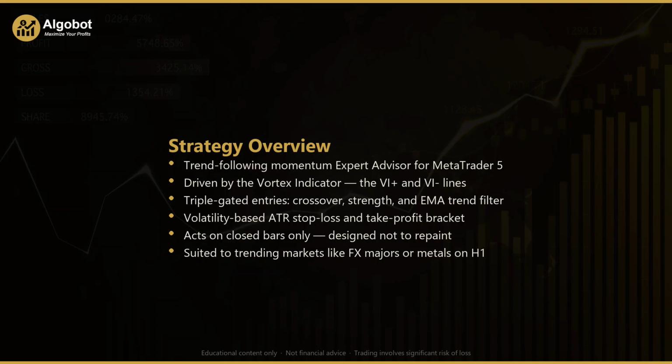Risk is handled with a volatility-based bracket. Both the stop-loss and the take-profit are sized from the average true range, so the protective distances automatically adapt to how active the instrument is. A calm market produces a tighter bracket, while a more active market produces a wider one, without any hard-coded point values. Who is this style suited to?